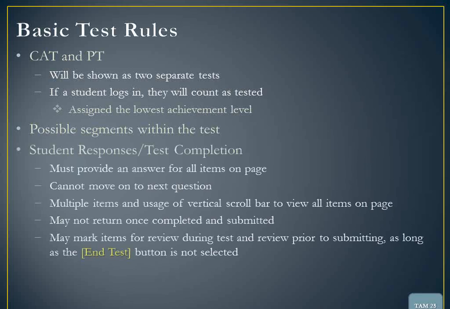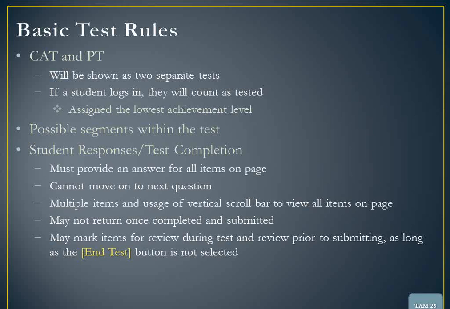For student responses and test completion, students must provide an answer for all items located on the test page. In order for them to move on, they need to make sure they answer all the questions on the page. Some questions might have multiple items, so students may need to use the vertical scroll bar on the side of the screen. Remind students, especially at the elementary level, to use the vertical scroll bar because you want to make sure they read and see everything on the screen.